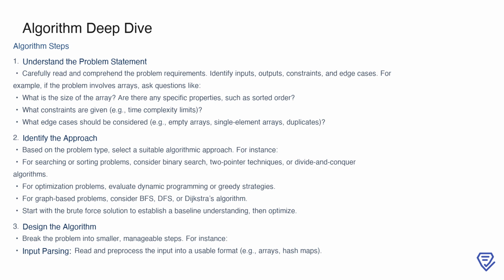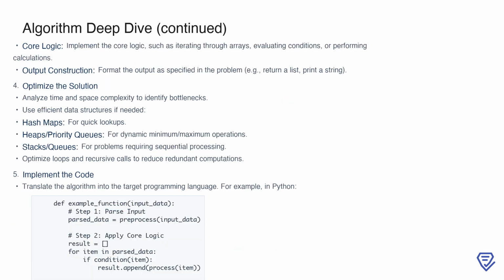Following this, the algorithm is designed by breaking it into smaller, more manageable steps. This typically starts with input parsing, where the raw input is read and transformed into a format that's easier to work with, such as arrays or hash maps. After parsing the input, the next step is to implement the core logic of the algorithm.